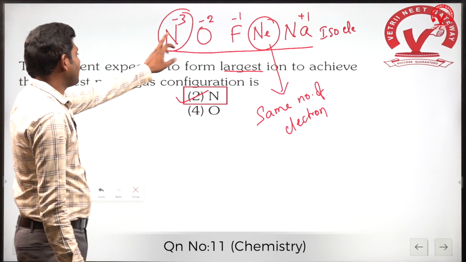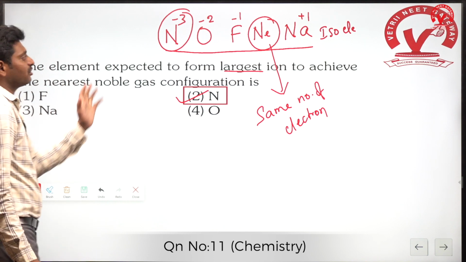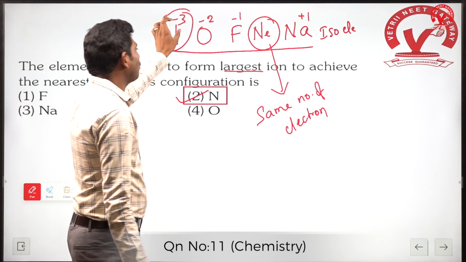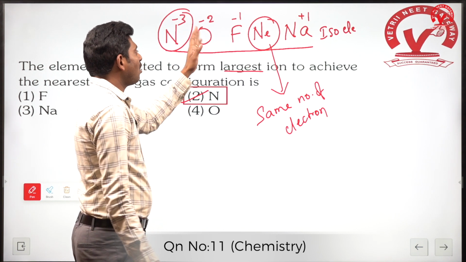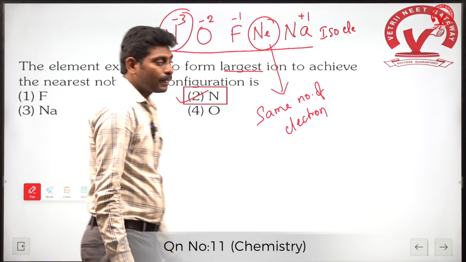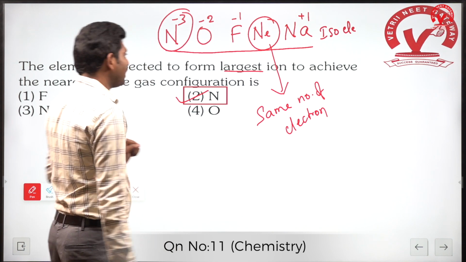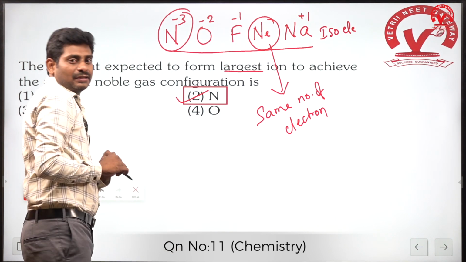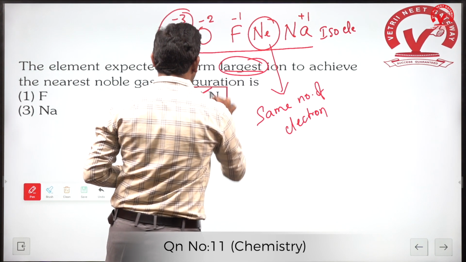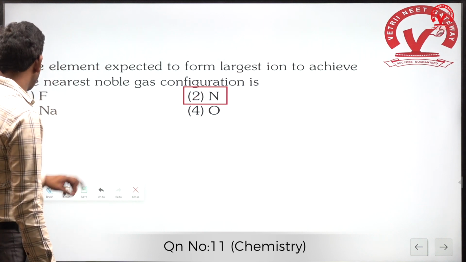So nitrogen, oxygen, fluorine and sodium first convert into the nearest noble gas, neon. Nitrogen takes 3 electrons to get 10 electrons, oxygen takes 2 electrons, fluorine 1, and sodium releases 1 electron. After forming this, they are isoelectronic species. In isoelectronic species, the more negative the charge, the larger the size. So nitrogen is the largest ion. Very good. Next question.